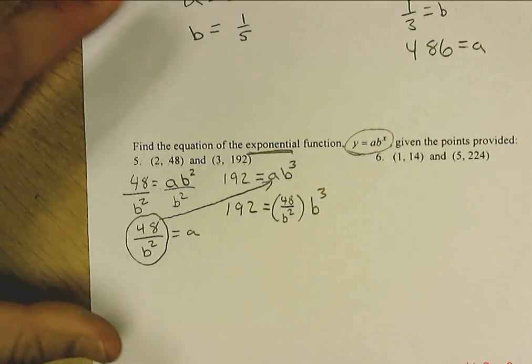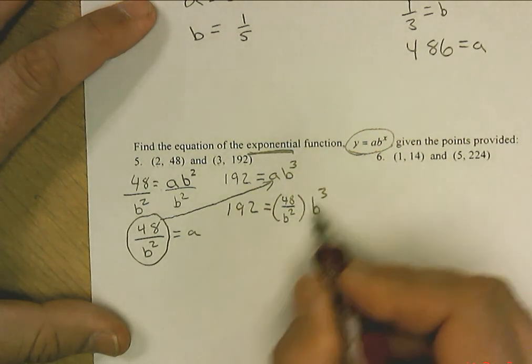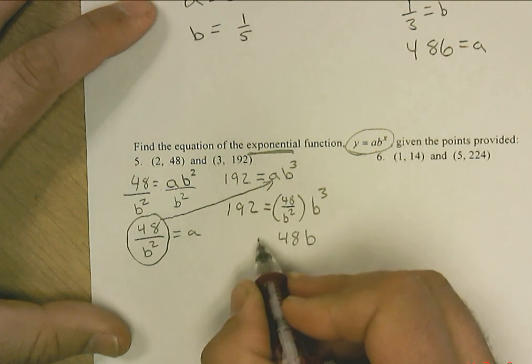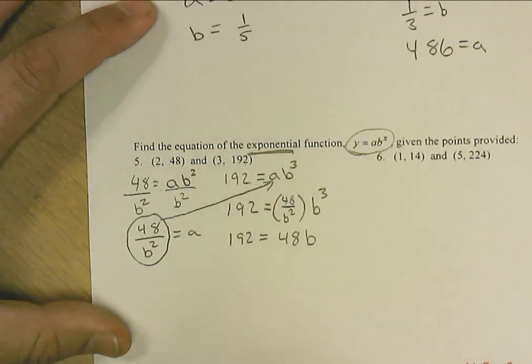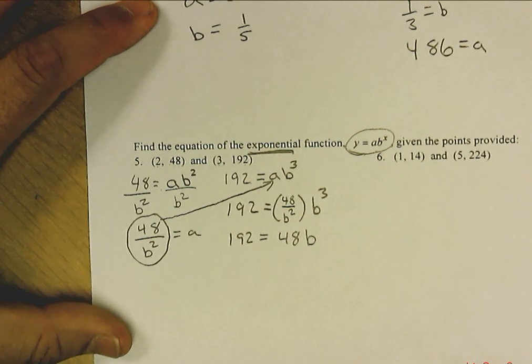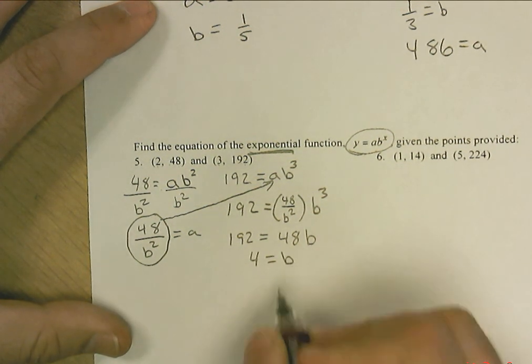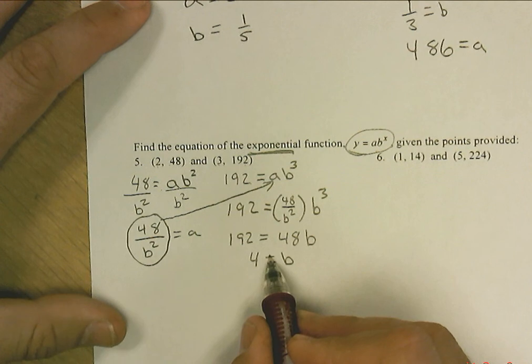Now I just solve it like we've been doing. B cubed over b squared is just plain old b times 48 equals 192. And then I divide by 48 on each side. And then my b would be 4. So I know b is 4.